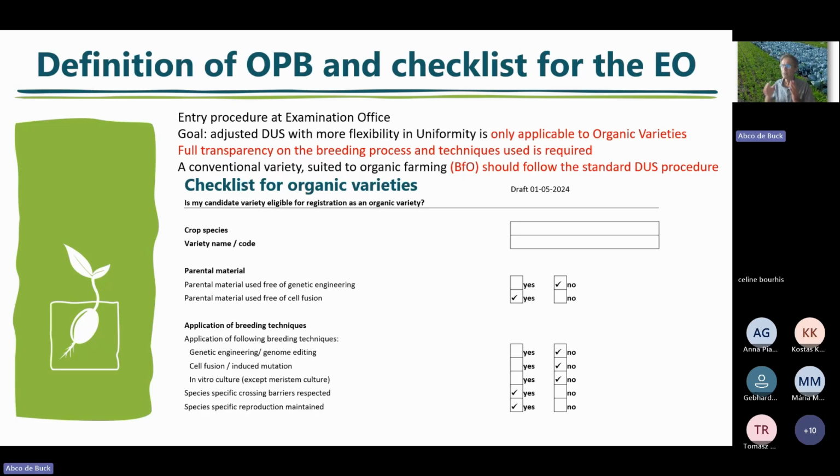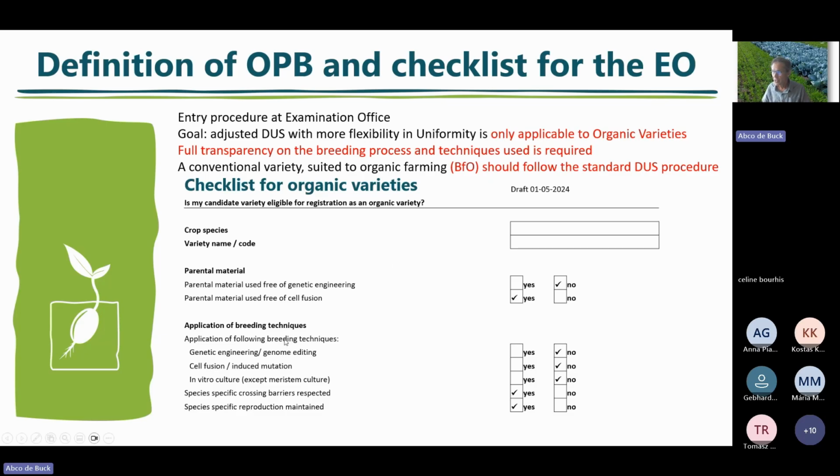So we developed a checklist for organic varieties within LIVESEED, in which the consequences of the definition of organic plant breeding are integrated, meaning that the parental material should be free of genetic engineering, GMO and NGTs. The material should be free of cell fusion. Wait a minute. The first mark should be free of genetic engineering. Of course it should be free. Excuse me, I have to change that.